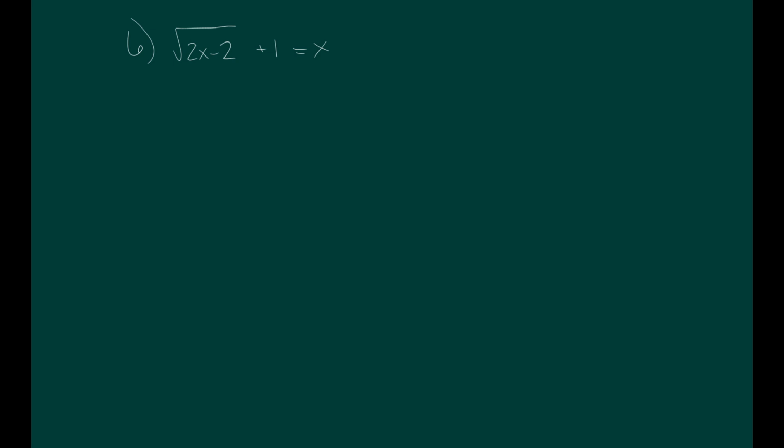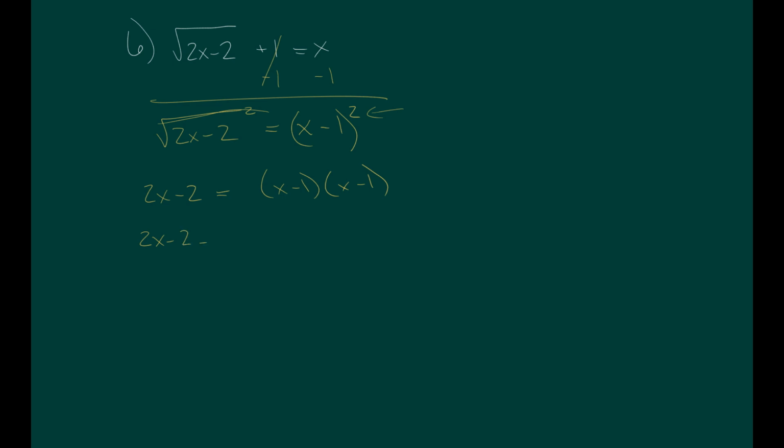Okay, number 6, let's isolate this radical by subtracting 1 from both sides. So I'll get the square root of 2x minus 2 equals x minus 1. Now we have to square both sides. We have to square both total sides. So it's going to look like this. What's going to happen is you get 2x minus 2 equals x minus 1 times x minus 1, because we wrote it twice. Remember, we have to square both sides, so that's what's going to happen.